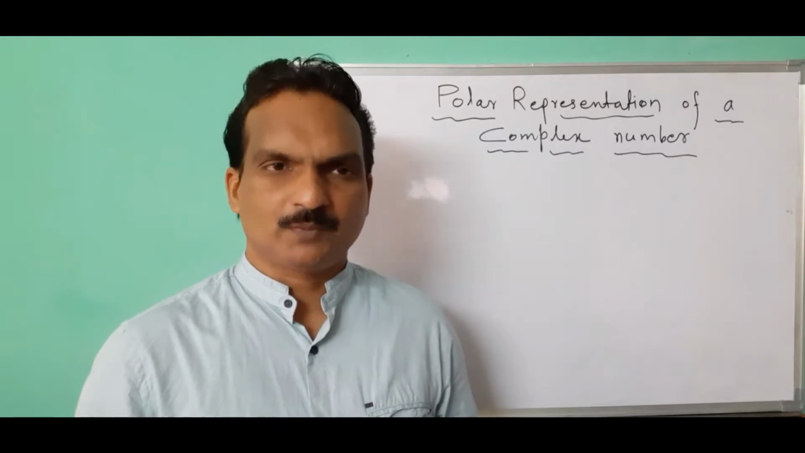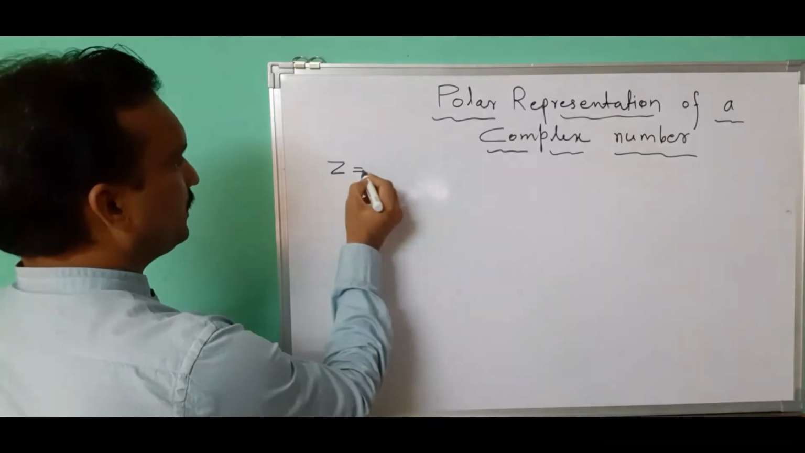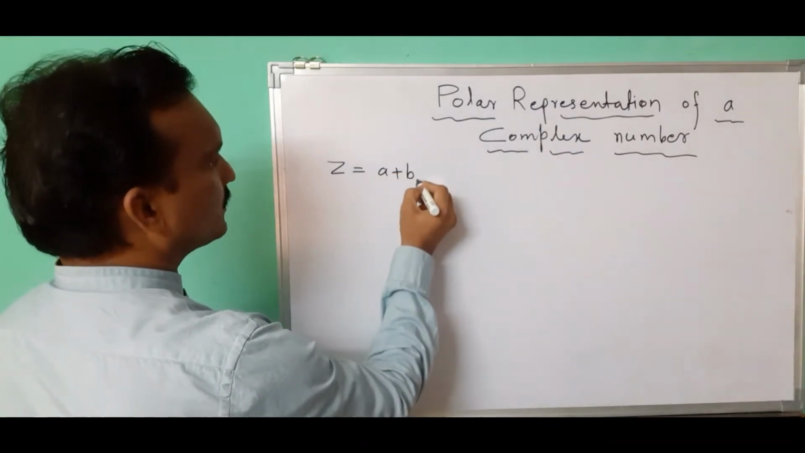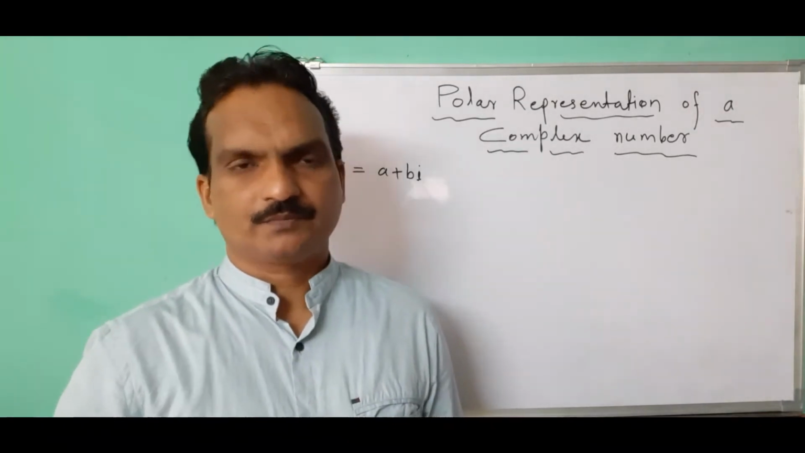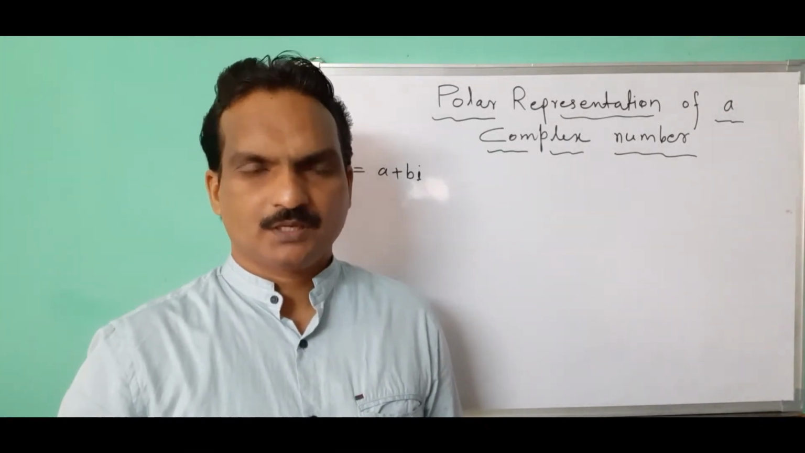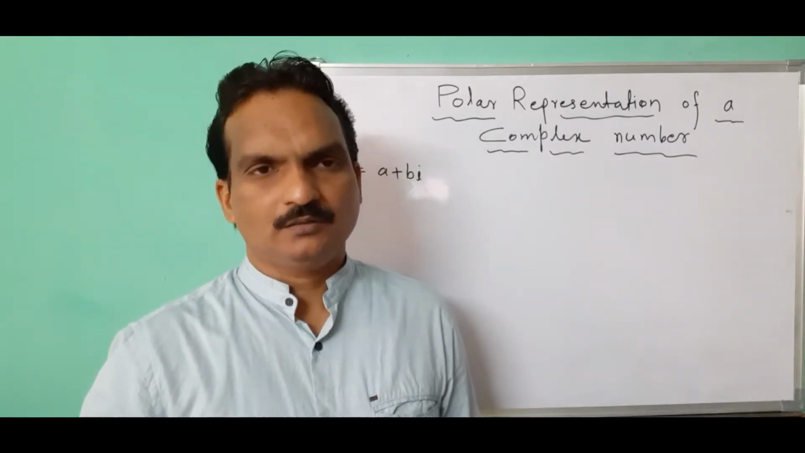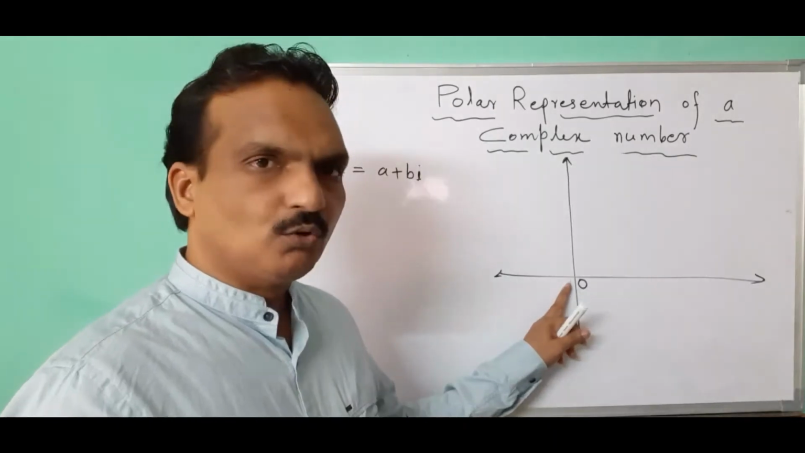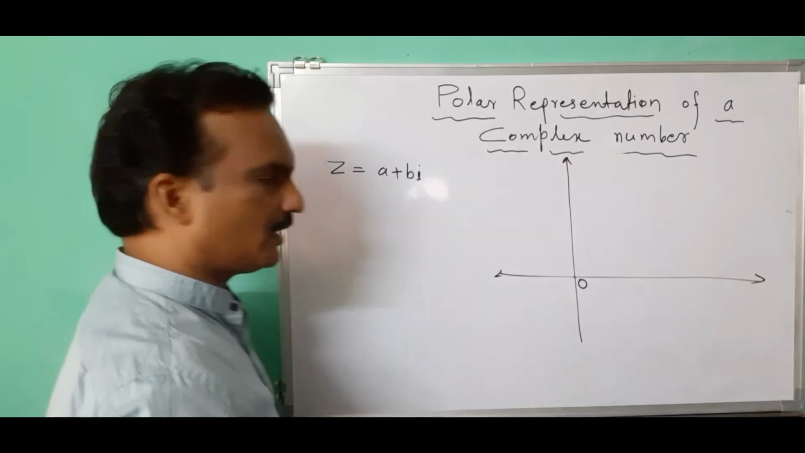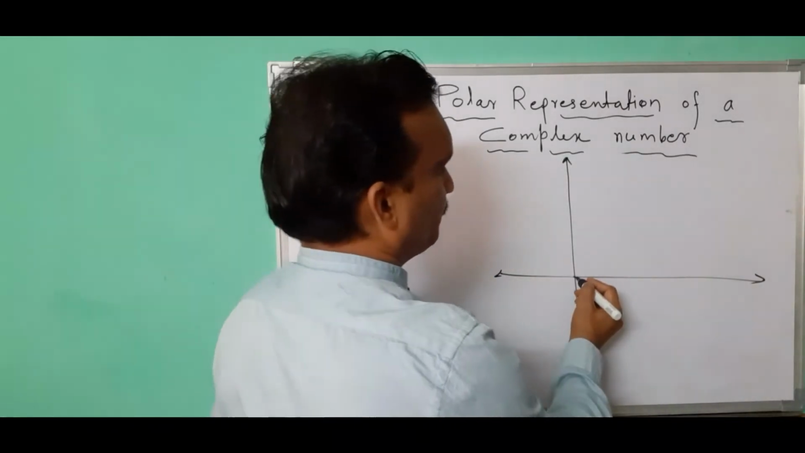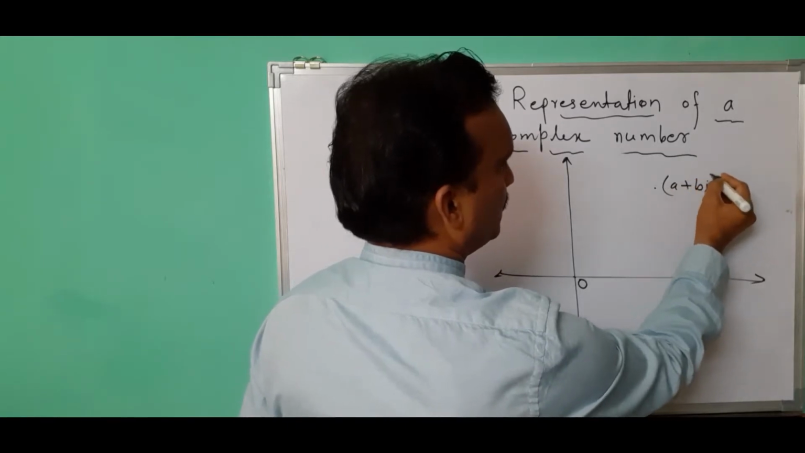Suppose this is our complex number z. z is equal to a plus bi. Okay, this is our complex number a plus bi. You know that we can represent this geometrically on a graph also. We will take origin as a pole. Now the point is a plus bi, so we will take this point here.